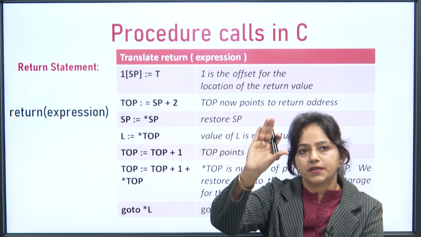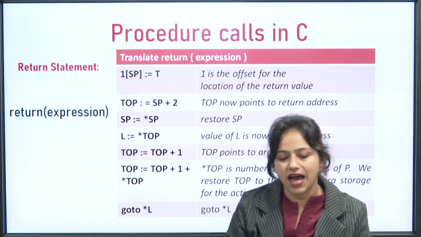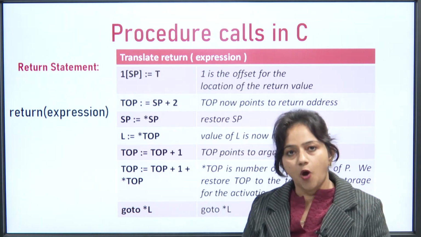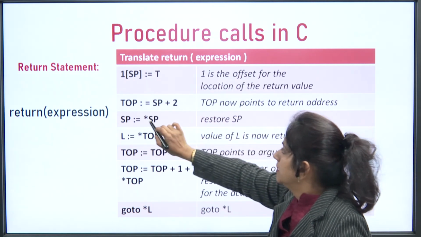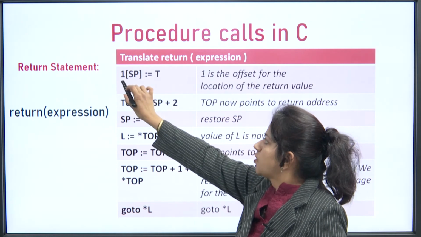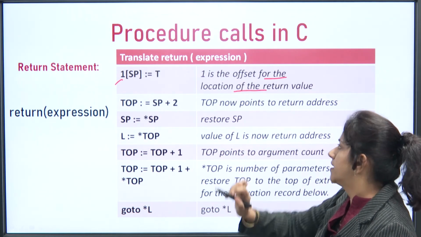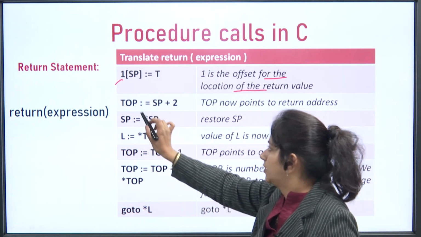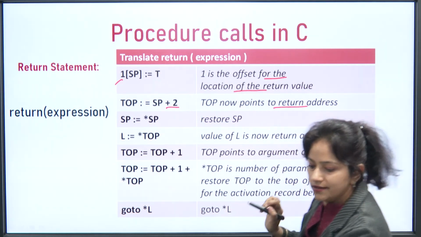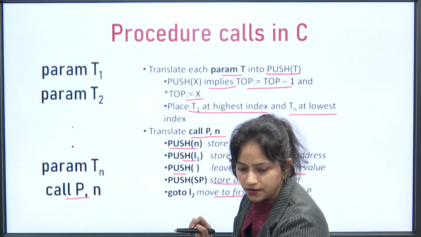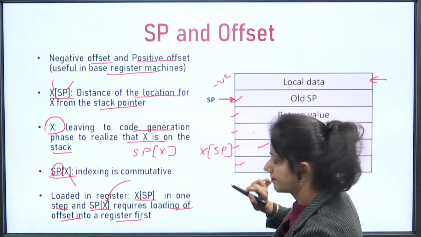Now, once we begin the procedure, we will have many statements, and last we will have the return expression. Now we will see how to write the object code for the return statement. First, SP plus offset equals top, where 1 is the offset for the location of the return value. Next, we set top equal to SP plus 2. Now top points to the return address.